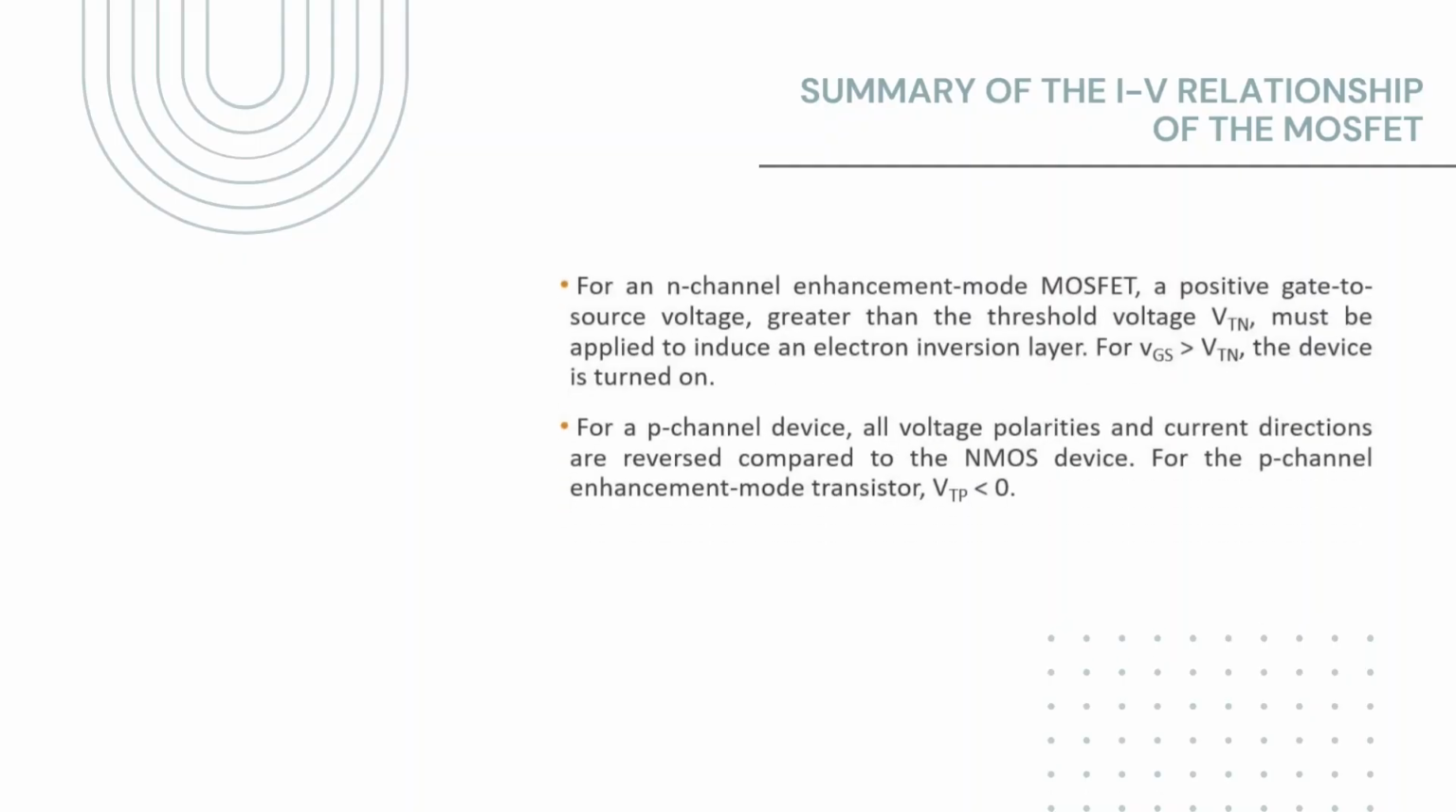For an n-channel enhancement MOSFET, a positive gate to source voltage greater than the threshold voltage VTN must be applied to induce the electron inversion layer. For VGS greater than VTN, the device is turned on. For a p-channel device, all voltage polarities and the current directions are reversed as compared to the NMOS device. For a p-channel enhancement mode transistor, VTP is less than 0. So, let us do a numerical for this.